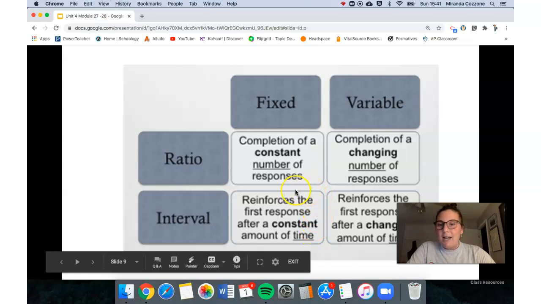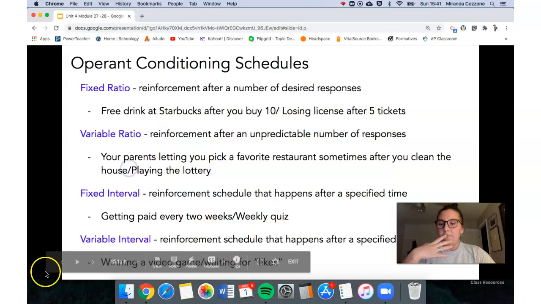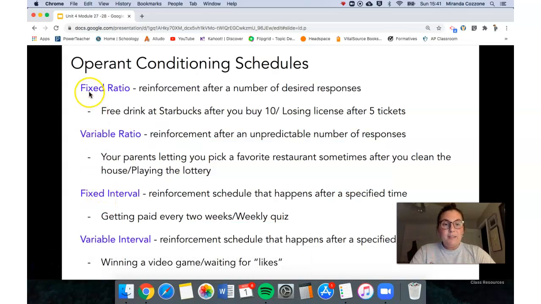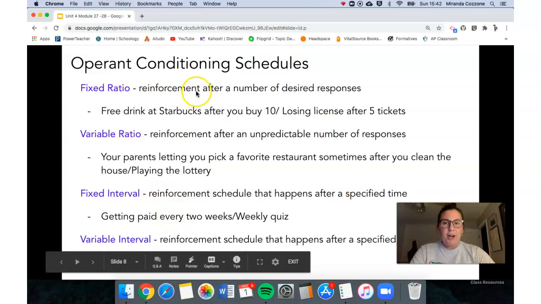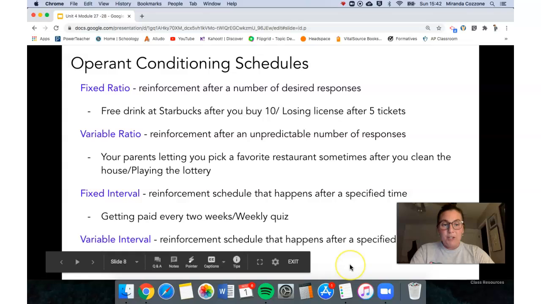Like I said, I think that this could be a little confusing, so I'll ask you guys to come up with a few of your own examples in your notes. Let's just go back here for a second. When it's fixed, it's happening at a set time or number of times something happens. Every 2 weeks you get a paycheck. Every 10 drinks you get a free one. Versus something that's variable, you don't exactly know. How many times do I have to clean the house to get to pick my favorite restaurant? I don't know. How many times do I have to check my phone to see if I got a bunch of likes on that Instagram post I just did? It's unknown, but I know that eventually it's likely to happen.